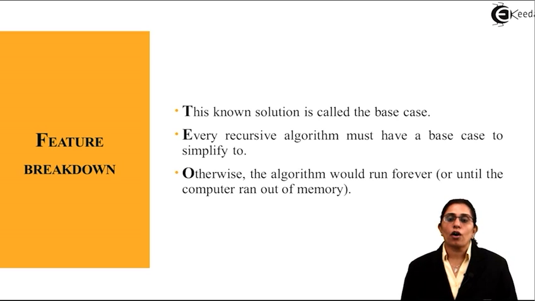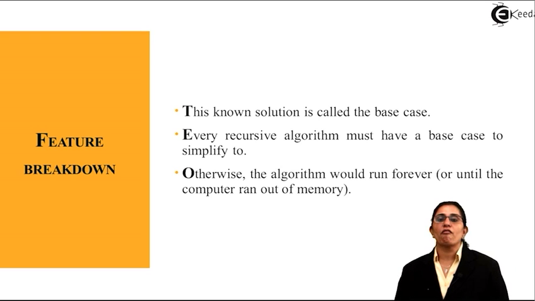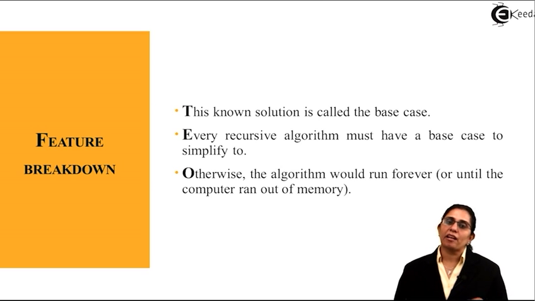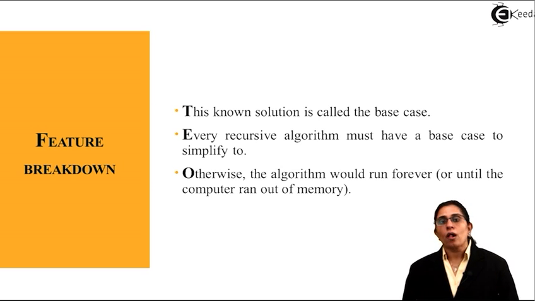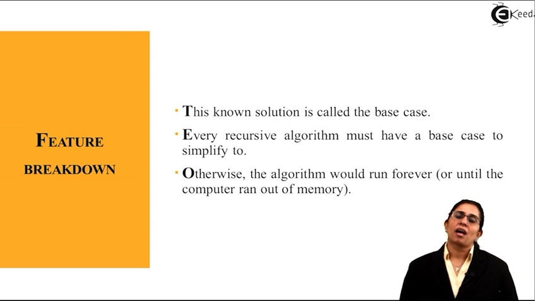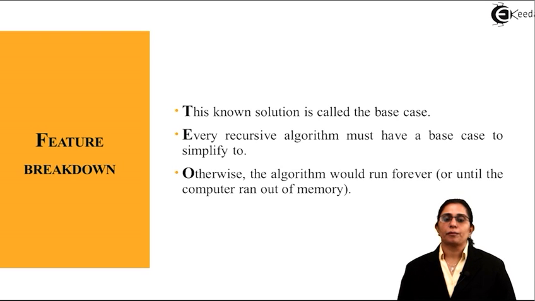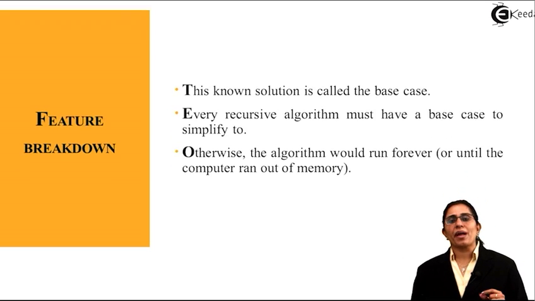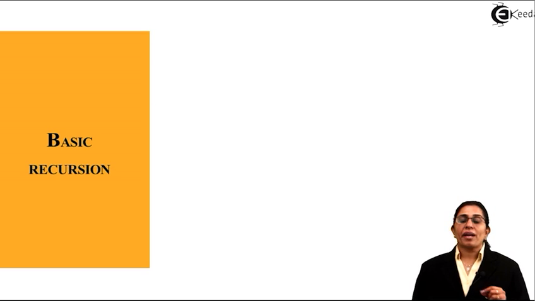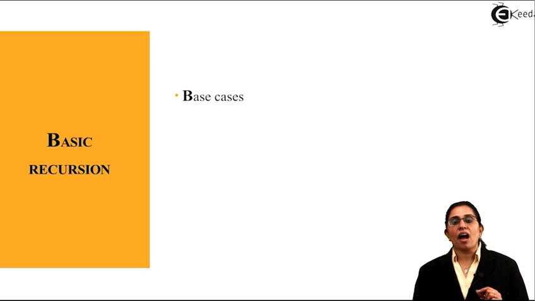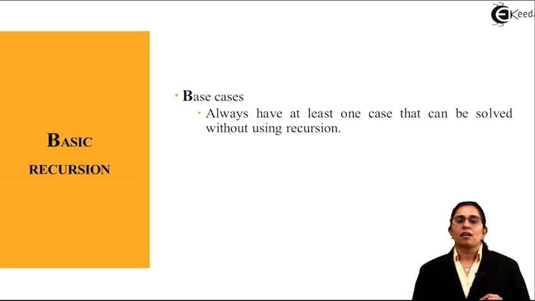Otherwise, the algorithm will run forever. That is, it will never come out of the loop and it will become an infinite loop. So there has to be a base case at which my algorithm will stop and terminate. Now what is a base case in recursion? Base cases always have at least one case that is solved without recursion.